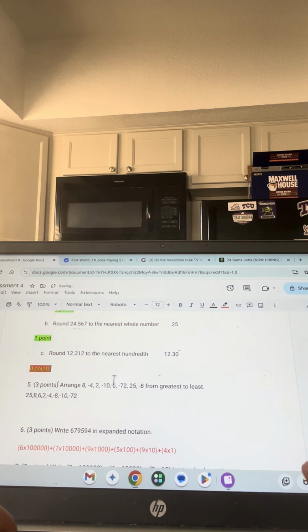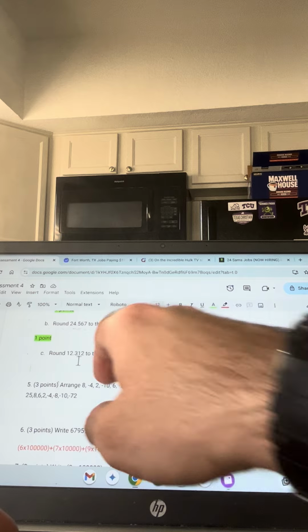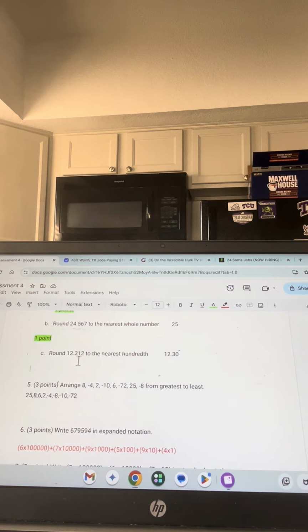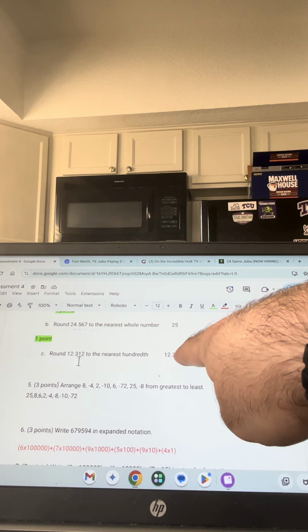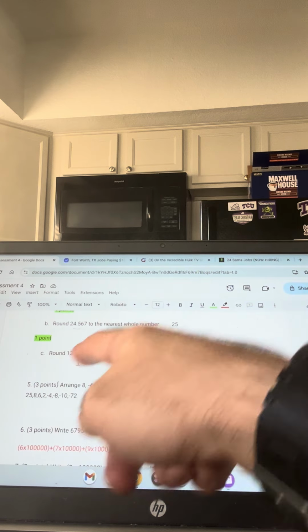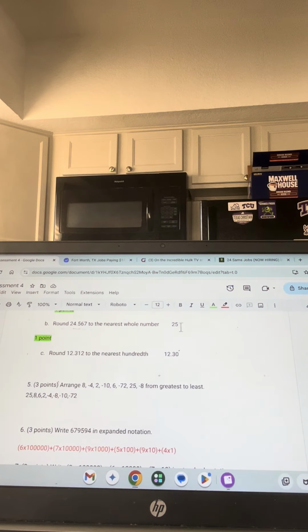Let me fix that real quick. 12.31. If you round this to the nearest hundredth, you're going to circle the hundredth digit, which is a 1. You're going to look to the right of the hundredth digit. 2 is 4 or below. And when that's the case, the digit you're rounding, which is the hundredths place, is going to stay the same. So this would just be 12.31. 12.30 is the same thing as just 12.3, which means you'd be rounding to the nearest tenth. So that is not correct.